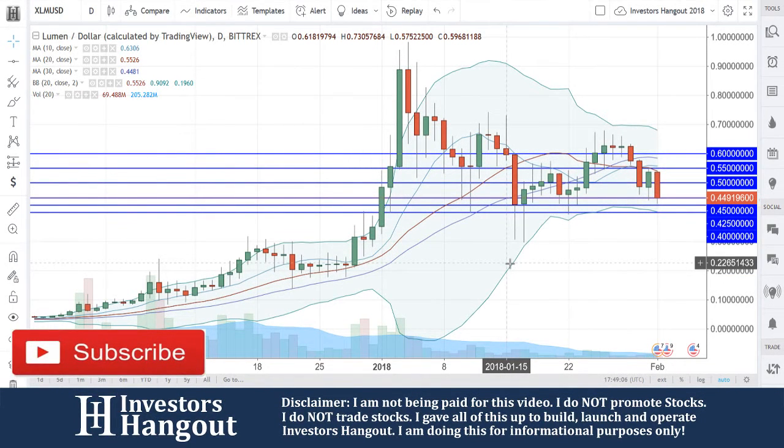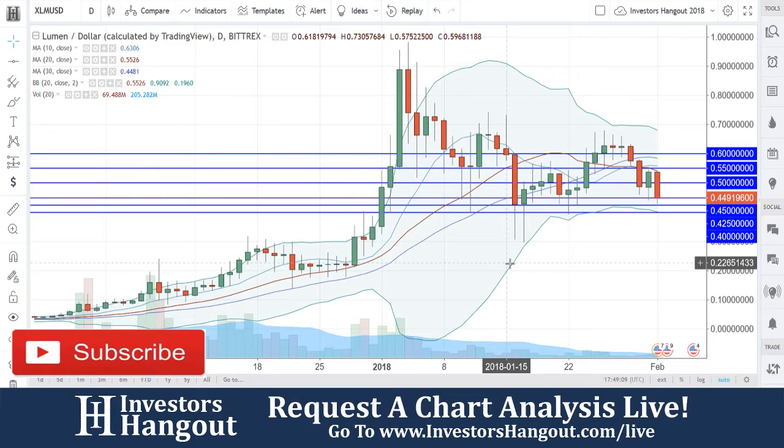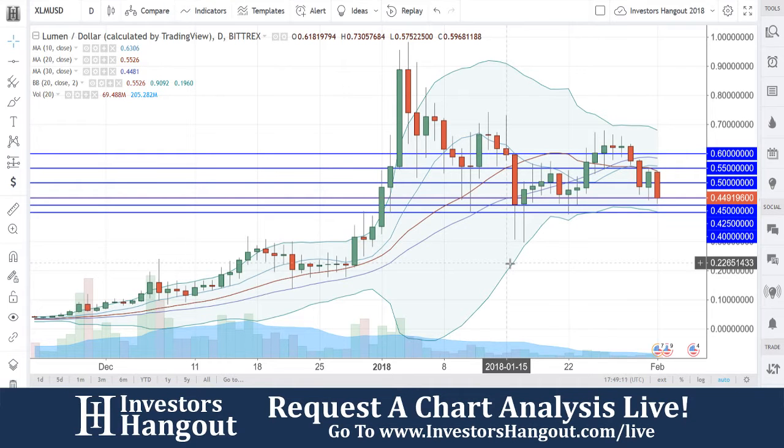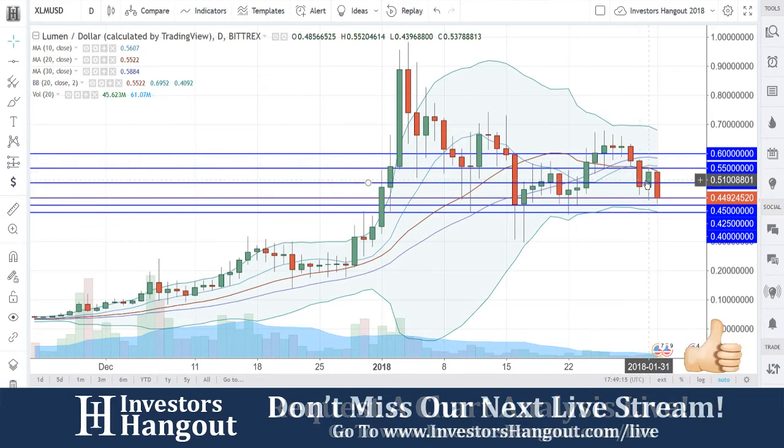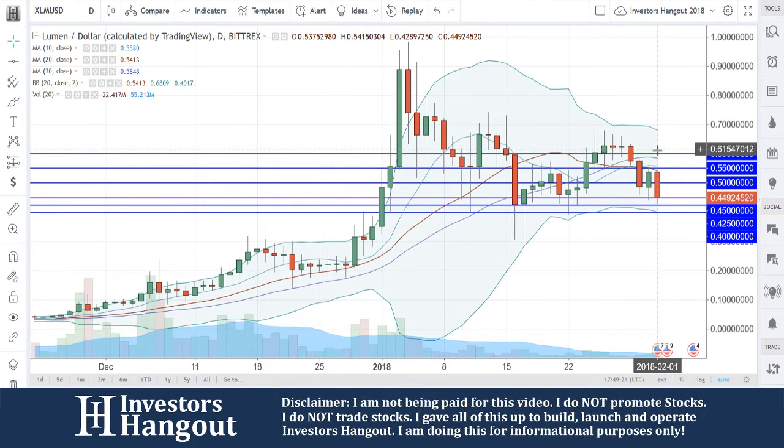Taking a look at XLM USD right now at 44.91. You guys broke through that 30-day simple moving average over here. That was on January 29th, and off of that, you guys are coming down to that support level that we're seeing you guys at right now, around that 45. You guys actually tapped that low so far at 42.89. I put that 42.50 in here as well.